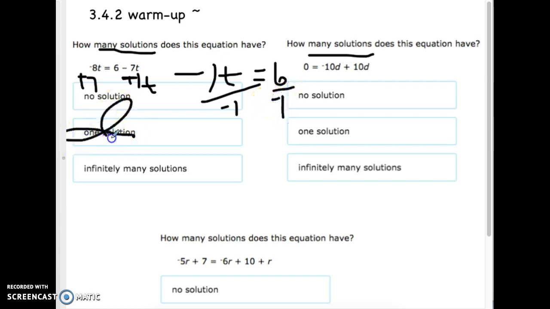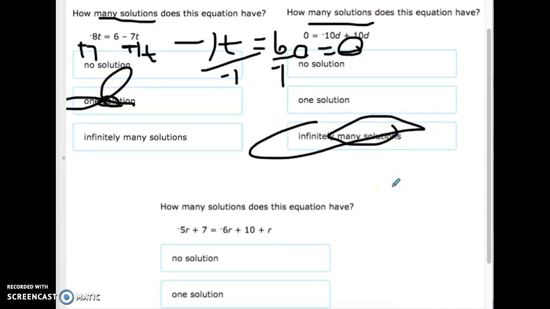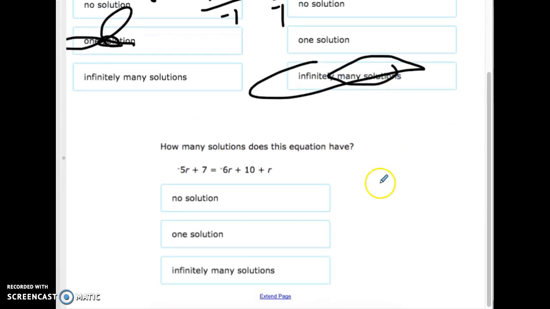All right, so great. Second one, I start this one and I go, wait a minute, negative 10 plus 10d is 0. And so what do I look at here? I see, wow, I have a solution that's called an identity. And I think you remember why it's called an identity.